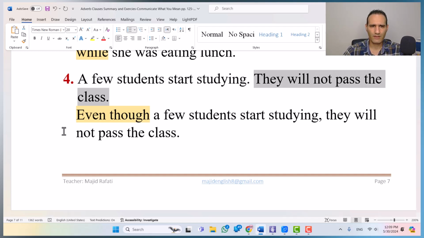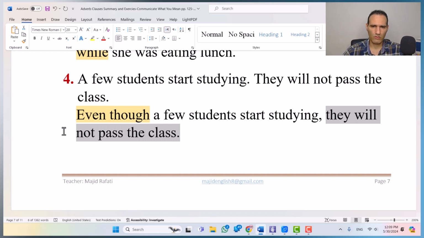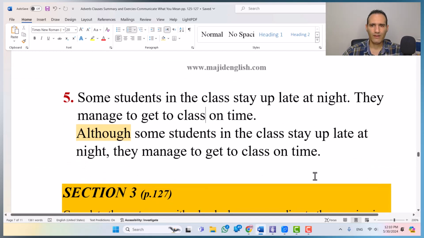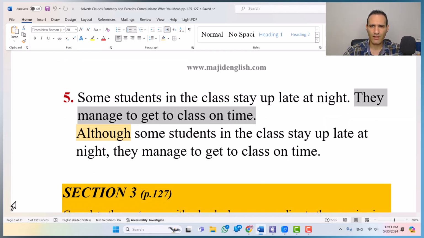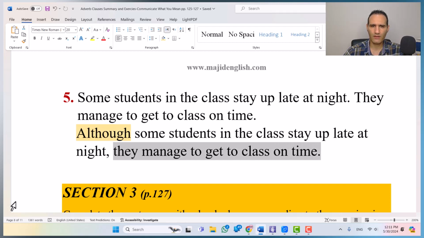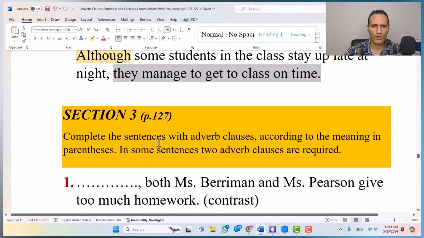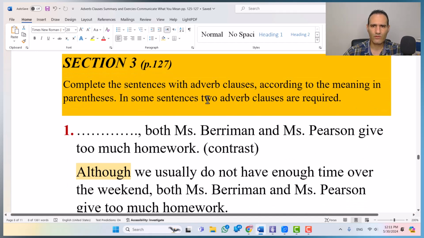A few students start studying. They will not pass the test. Even though a few students start studying, they will not pass the class. So, contrast. And number 5, some students in the class stay up late at night. They manage to get to class on time. So there is a contrast between these two. Although some students in the class stay up late at night, they manage to get to the class on time. Adverb clause of contrast.